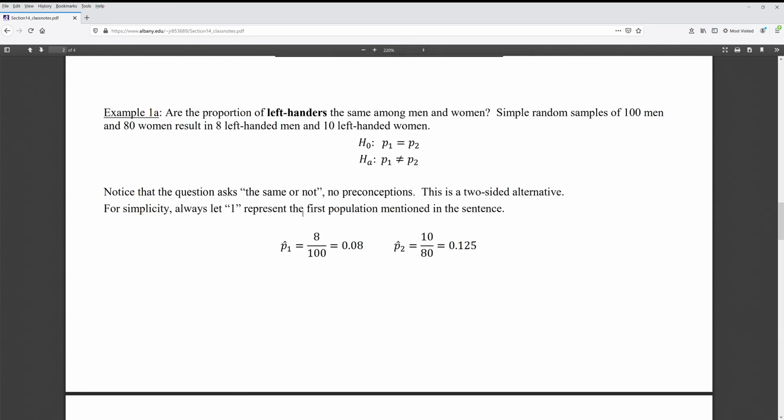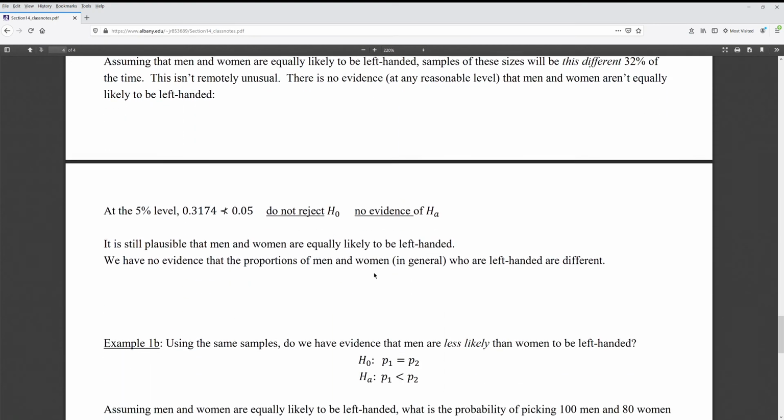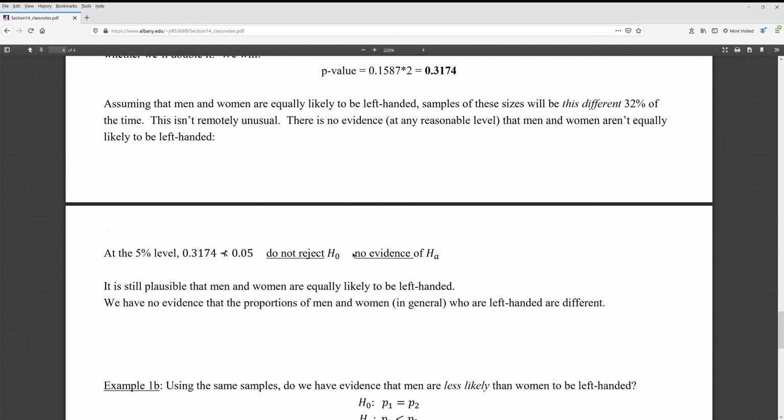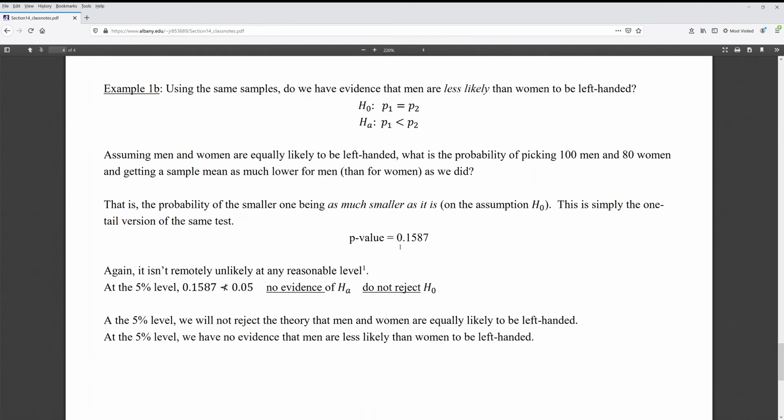Now the question becomes, is the 0.8 suspiciously less than the 1.25? Before, the question was, were they suspiciously different from one another? Bottom line, it is a one-tailed test instead of a two-tailed test. But everything is computed exactly the way it was before. -1, look it up, single tail, 0.1587. Because it's a less than alternative, because it's specifically not a not equal to alternative, we don't double it, we stick with it. It's still not close, but it's closer than it was.